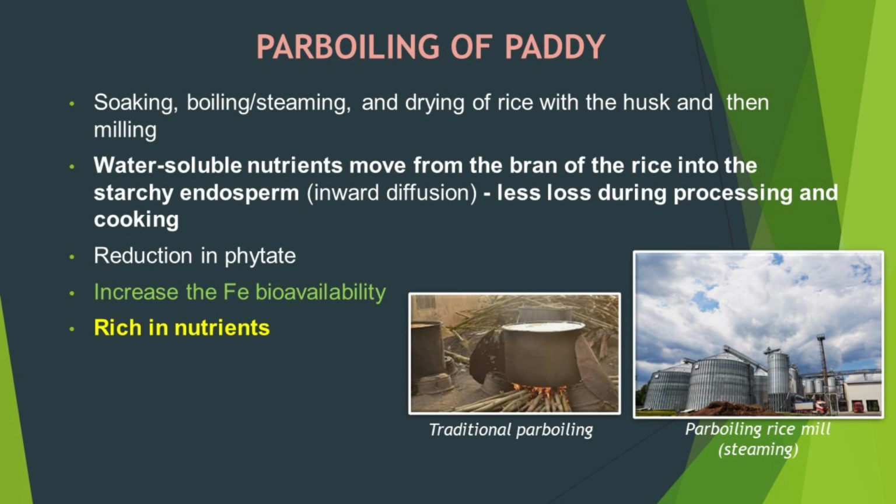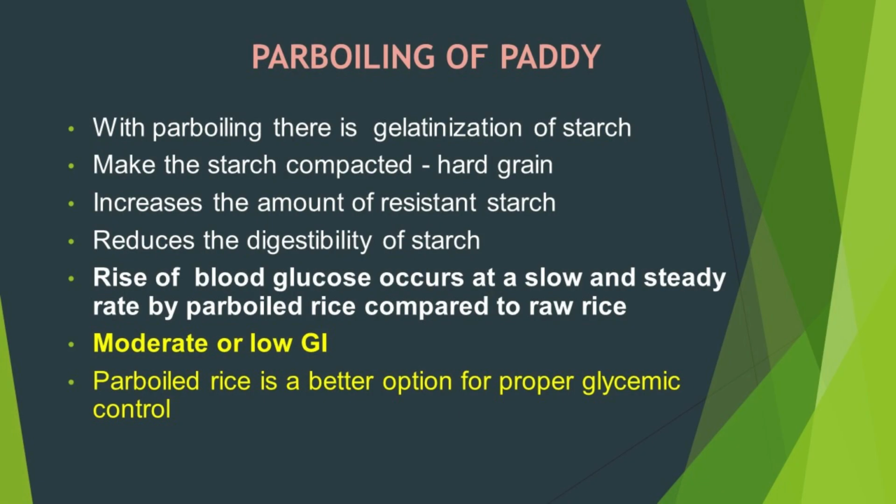So there is reduced loss of these nutrients during milling, processing and cooking. Further, there is reduction in the phytate content, so that increases the bioavailability of iron in the rice. This parboiling technique improves the nutritional values of the rice. What else happens with parboiling?